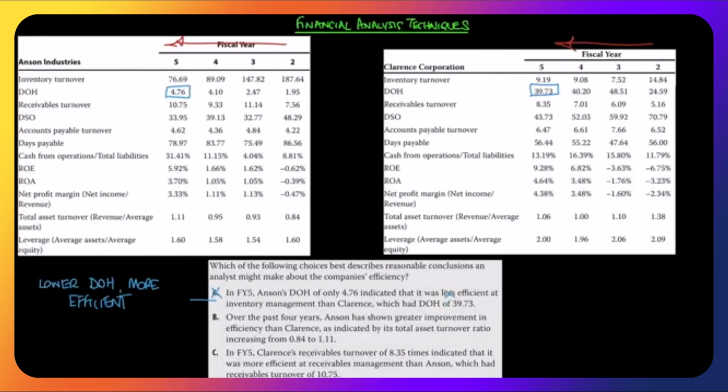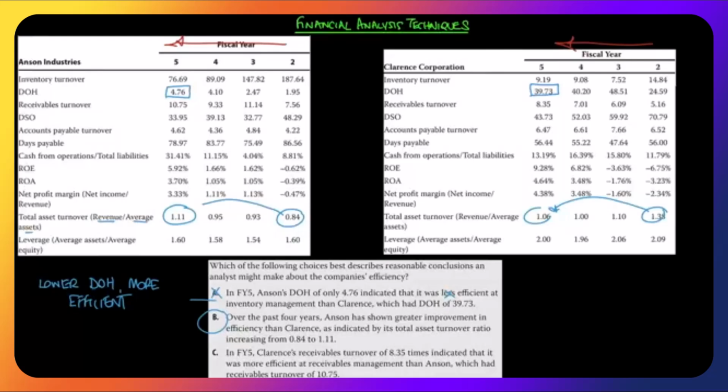B, over the past 4 years, Anson has shown a greater improvement in efficiency than Clarence, as indicated by its total asset turnover ratio increasing from 0.84 to 1.1. Clarence, total asset turnover, 1.38 down to 1.06. I like B. If you are able to increase your total asset turnover, revenue over average assets, you are generating more dollars per dollar of assets used year on year. B is correct. It does, without any other information, suggest a greater improvement in efficiency.